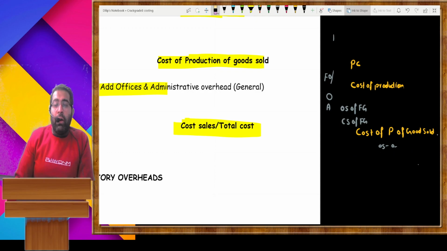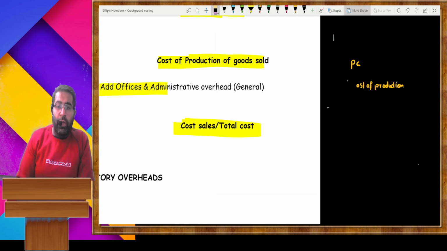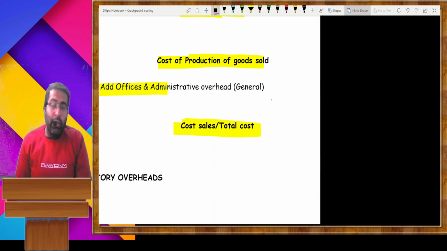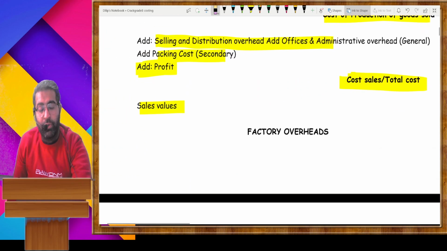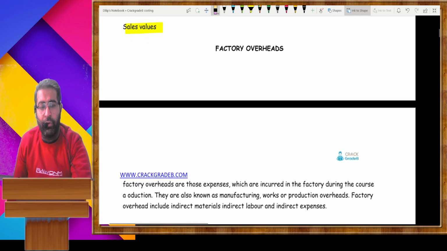Now, how many things are included in the factory cost or factory overhead? How many things are included in the finished goods? How many things will we include in the office and administration and selling and distribution? Just here I enclose it. Look at here.